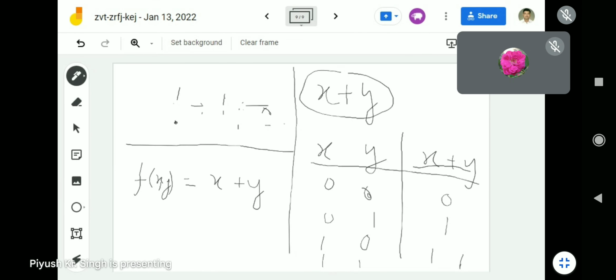How, by seeing the truth table, you may find out the function, and how you can optimize it. Optimizing means that the number of rows in the truth table may be minimized if possible, or the number of variables may be eliminated. That is a simplification, like the questions you have already done in your UG syllabus. All the rest will be discussed in the next class.